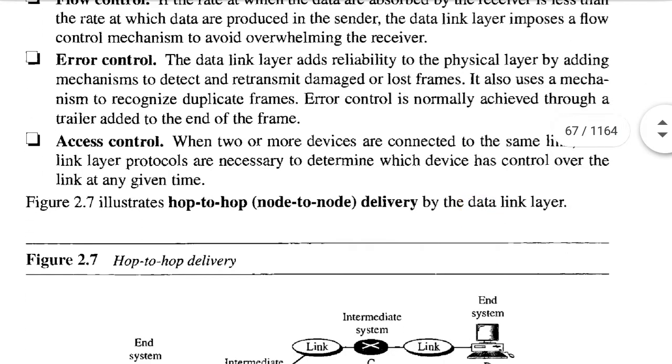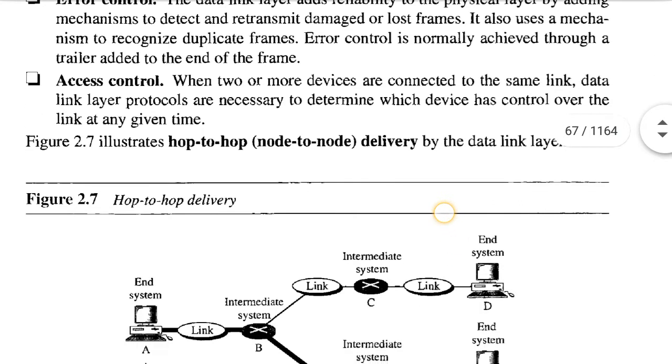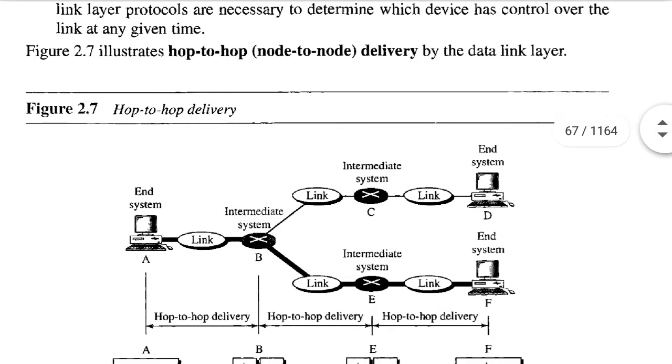Access control. When two or more devices are connected to the same link, data link layer protocols are necessary to determine which device has control over the link at any given time. Hop-to-hop delivery by the data link layer.